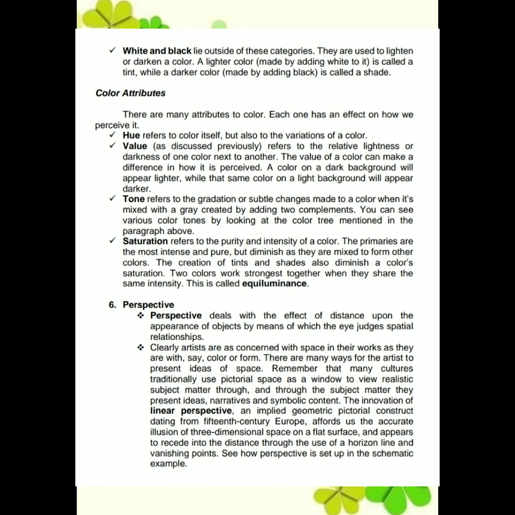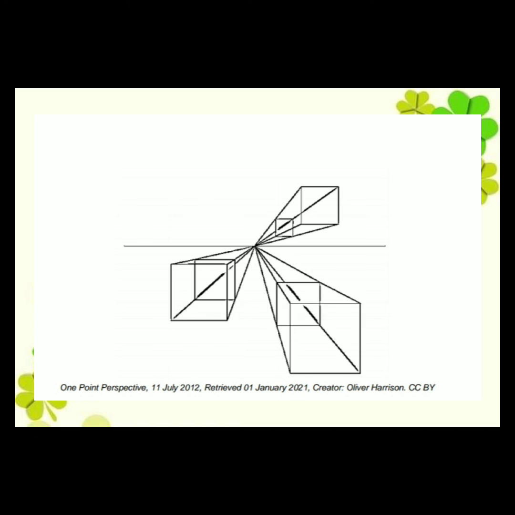So the innovation of linear perspective is an implied geometric pictorial construct dating from 15th century Europe. It affords us the accurate illusion of three-dimensional space on a flat surface, and appears to recede into the distance through the use of horizon line and vanishing points. That's all. Thank you.